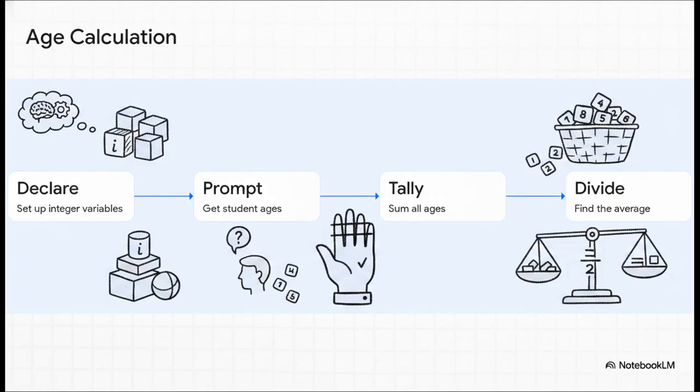All right, so imagine we need to find the average age of 10 students in a class. Simple enough, right? But to code this, we need a solid workflow. One of the golden rules of programming is to think first and then write. So here's our logical map. Step 1, declare our variables. Step 2, prompt the user for their data. Step 3, tally up the total age. And Step 4, divide that total to find our average.